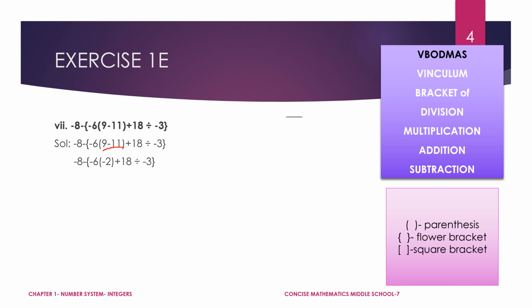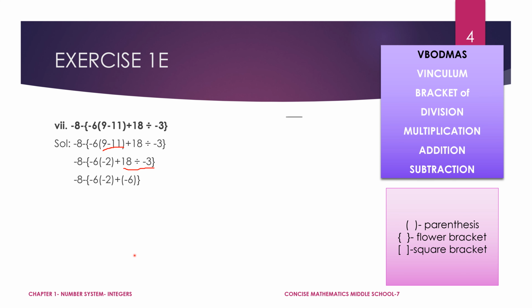Inside this flower braces also you need to check for the division first. Here you are having a division. So this part should be solved first. Minus 8, minus of minus 6, minus 2. 18 divided by minus 3 will be minus 6. Don't forget to place a minus sign over here. Because you are dividing 18 divided by minus 3, you will get minus 6.